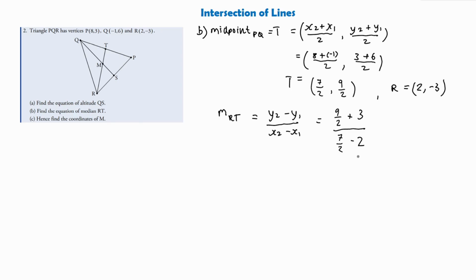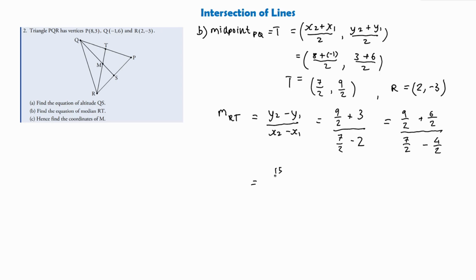So here we have to do a bit of fractional work to work out what this gradient is going to be. Well, let's make it nice and easy by changing these whole numbers into fractions. So we're going to get 9 over 2. Instead of plus 3, we're going to write plus 6 over 2, which is a common denominator, and 6 over 2 is, of course, 3. And on the bottom, we're going to have 7 over 2 minus 2. We'll write minus 4 over 2. And when we do this, we're going to get 3 over 2 divided by, sorry, not 3 over 2. We're going to get 12 over 2.